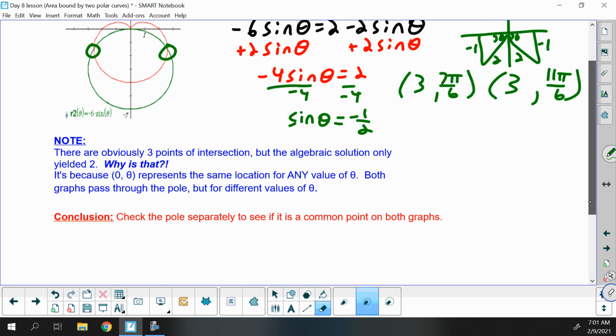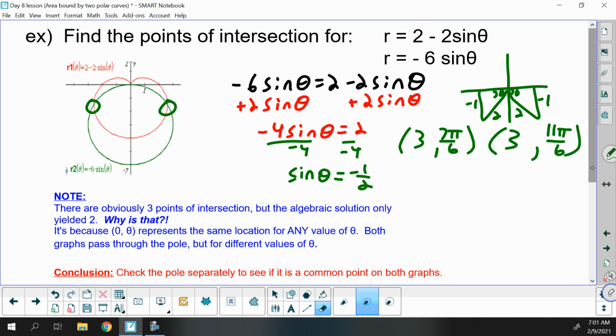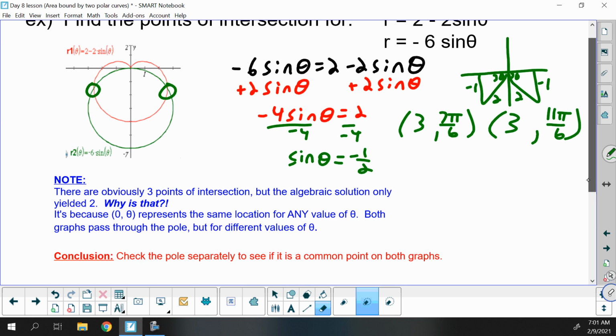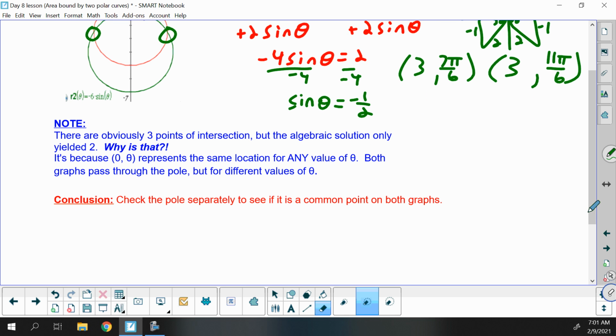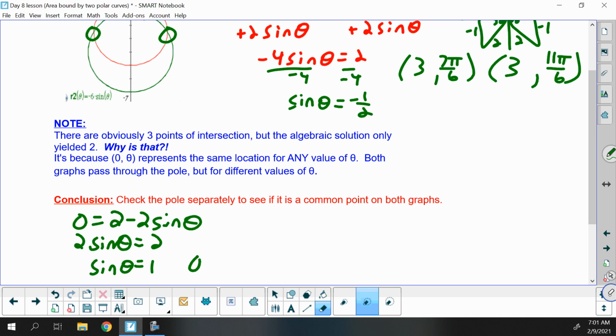So what you can do, you could graph it and just visually look and see that it crosses at the pole. Or you could take them individually and see if both radii are 0 at some point. They don't have to be at the same point, but just at some point. So if you set 0 equal to 2 minus 2 sine theta, you could add the 2 sine theta over, divide by 2, and you get 1. And sine theta is equal to 1 at pi over 2. So we are going to hit the pole when theta is pi over 2 in the first one.